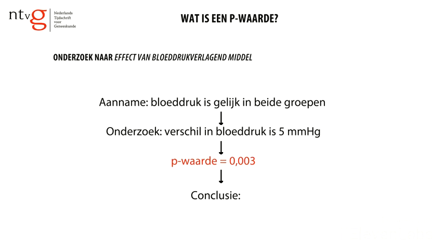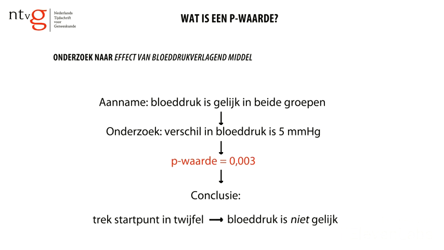Now we can do two things. Either we accept that the chance of finding this effect is small, but it could mean that we find a difference of 5 mm, while there is actually no difference. Or we question our starting point: there is a difference in blood pressure between the two groups. The smaller the p-value, the stronger the evidence that the starting point, there is no difference, is incorrect.